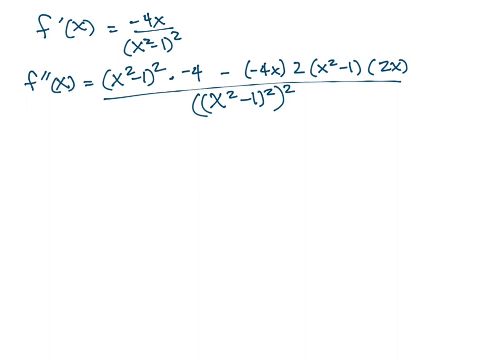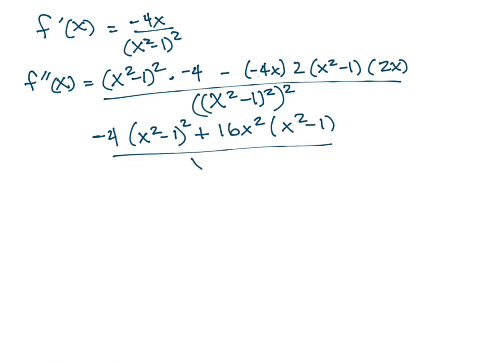I think both pieces have this x squared minus 1 business in there. I'm going to try to simplify before I pull it out. Okay, this is going to be plus because the negative times that negative makes a positive. 4 times 2 is 8 times 2 again. I've got 16x squared times x squared minus 1. Do y'all agree with that?